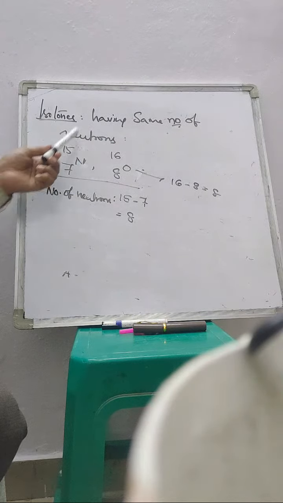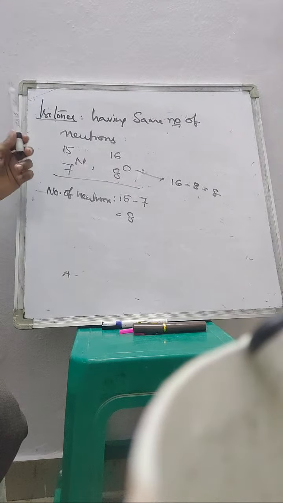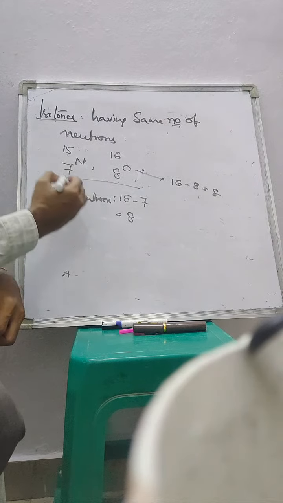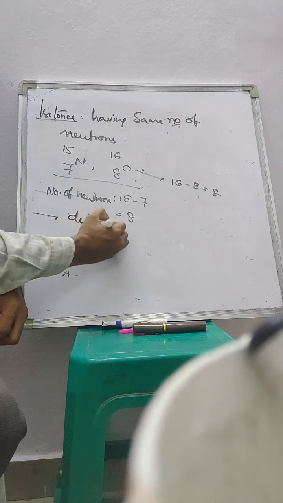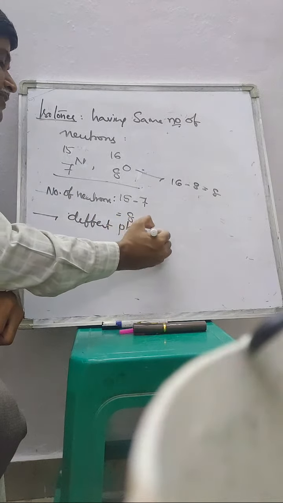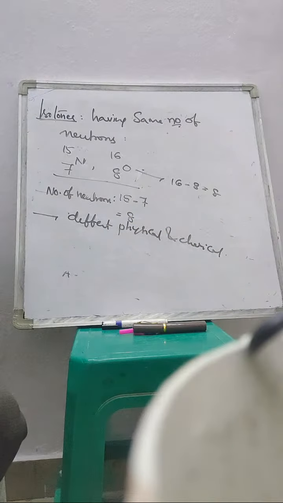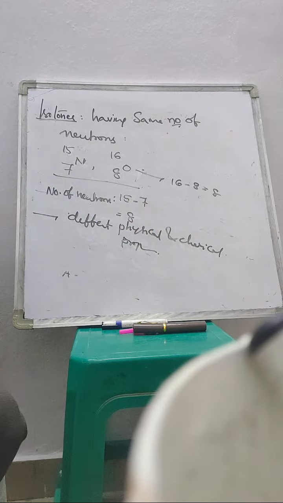Generally, isotones of an element have different atomic numbers and different mass numbers, so they exhibit different physical and chemical properties. So this corresponds to the isotones.